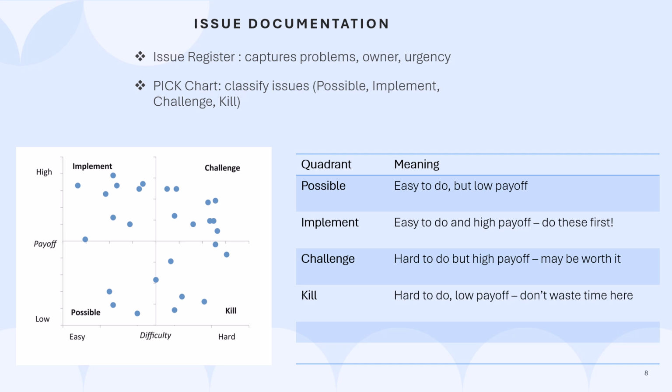Then next, we map those issues on a PICK chart. If something is easy to fix and will deliver a lot of value, like automating a manual email reminder, it lands in the implement box and becomes a quick win. But if something is difficult to fix and won't help much, like overhauling a rarely used system, it goes in the kill box. So this approach allows teams to be strategic and avoid wasting energy on low value work.